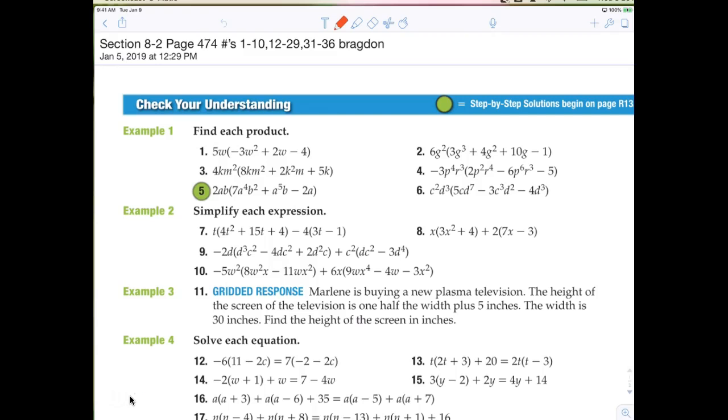So again, the only thing you have to remember now is that when you multiply variables, what do you do to the exponents? You add them. That's the only thing you have to know. When you distribute and you multiply variables, you have to add the exponents. All right, so everybody take a look at number 1.